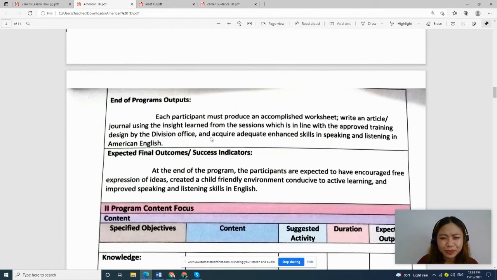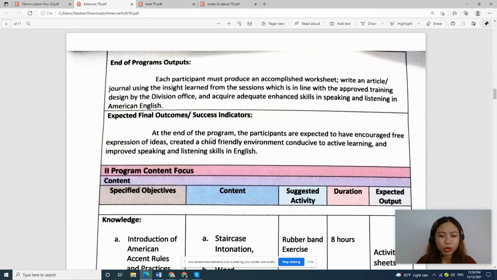Next, we have end of the program outputs. Okay, so it is assumed that after every program or every session, students will submit accomplished worksheets or write-ups or journals or any articles that they made, and they will be submitting it to you. Okay, so that will be the end of program outputs.